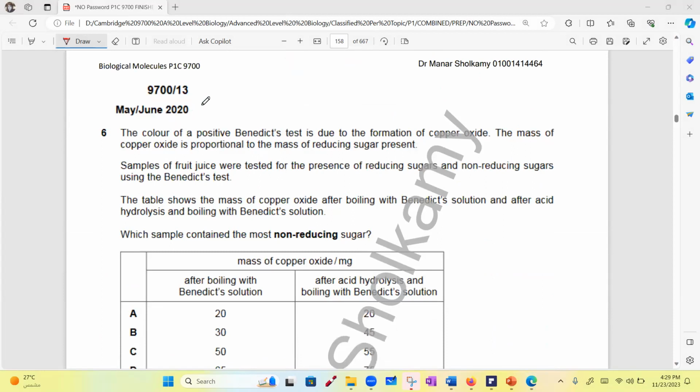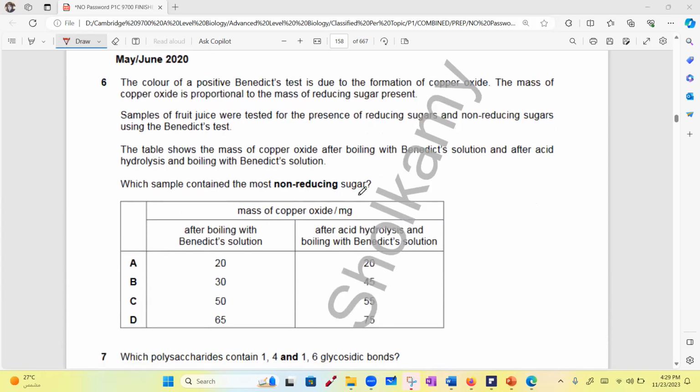Then we finished this year. The color of a positive Benedict test is due to the formation of copper oxide. The mass of the copper oxide is proportional to the mass of the reducing sugar present. Samples of fruit juice were tested for the presence of reducing sugars and non-reducing sugars using the Benedict solution. The table shows the mass of copper oxide after boiling with Benedict and after acid hydrolysis and boiling with Benedict solution. Which sample contained the most non-reducing sugar?